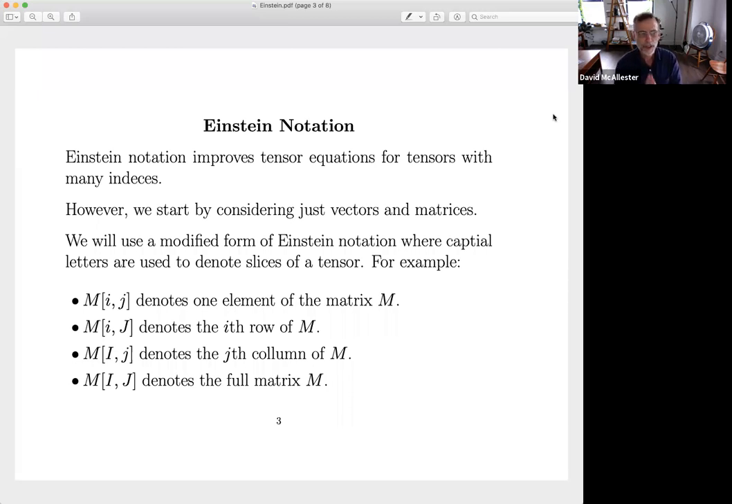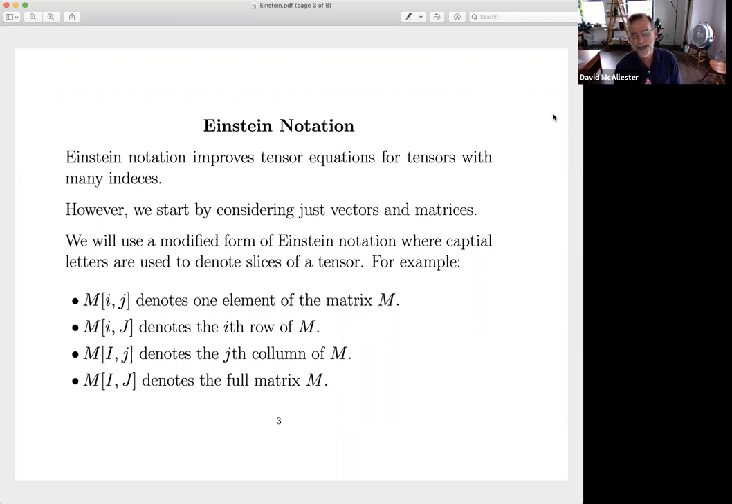Let's start. We're going to start by just considering matrices and vectors. Now, Einstein notation doesn't really improve the clarity of simple matrices and vectors. So we're just doing this to introduce the notation, to make the notation clear. And the notation will show its power when we get to convolution, which we'll do at the end of this unit.